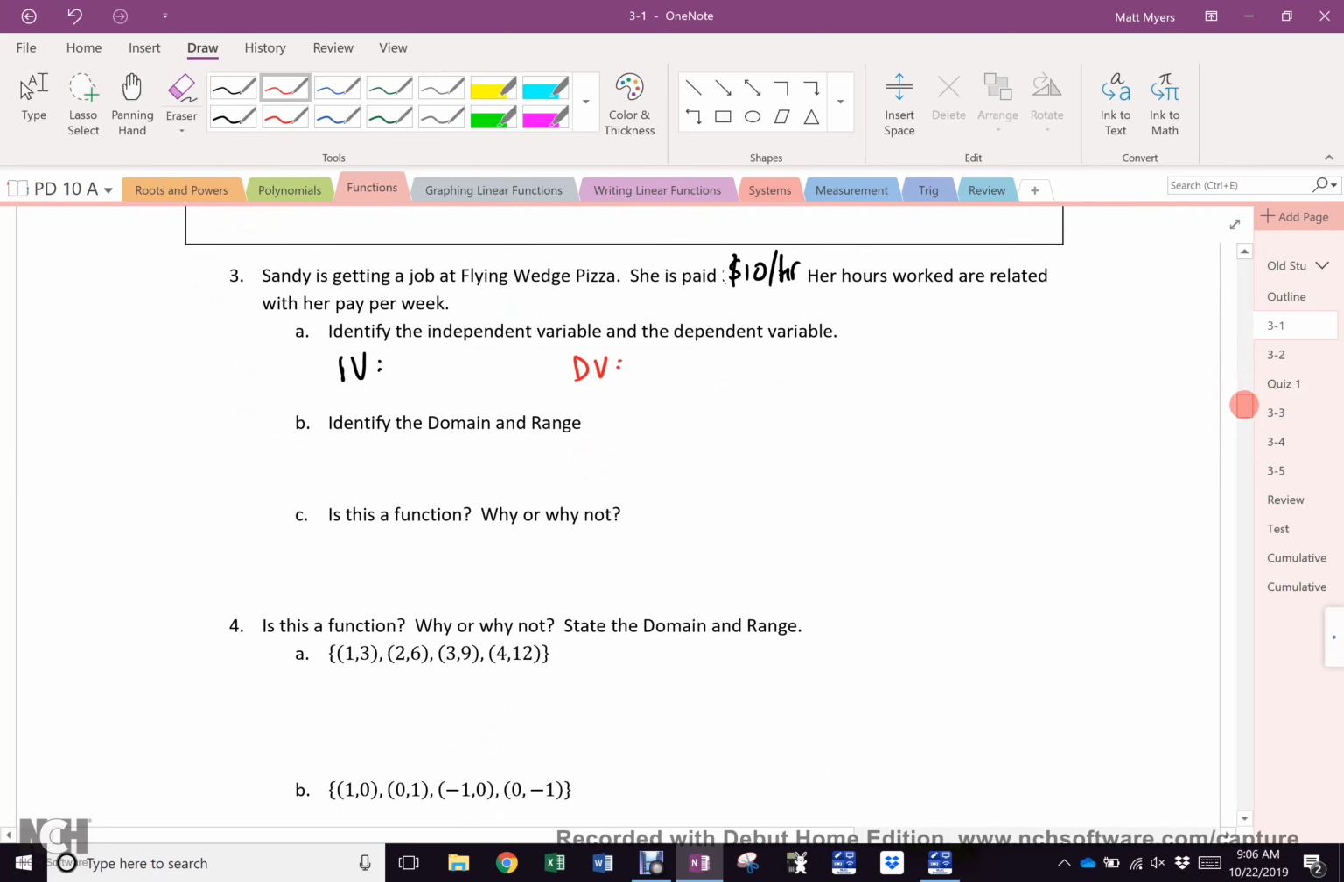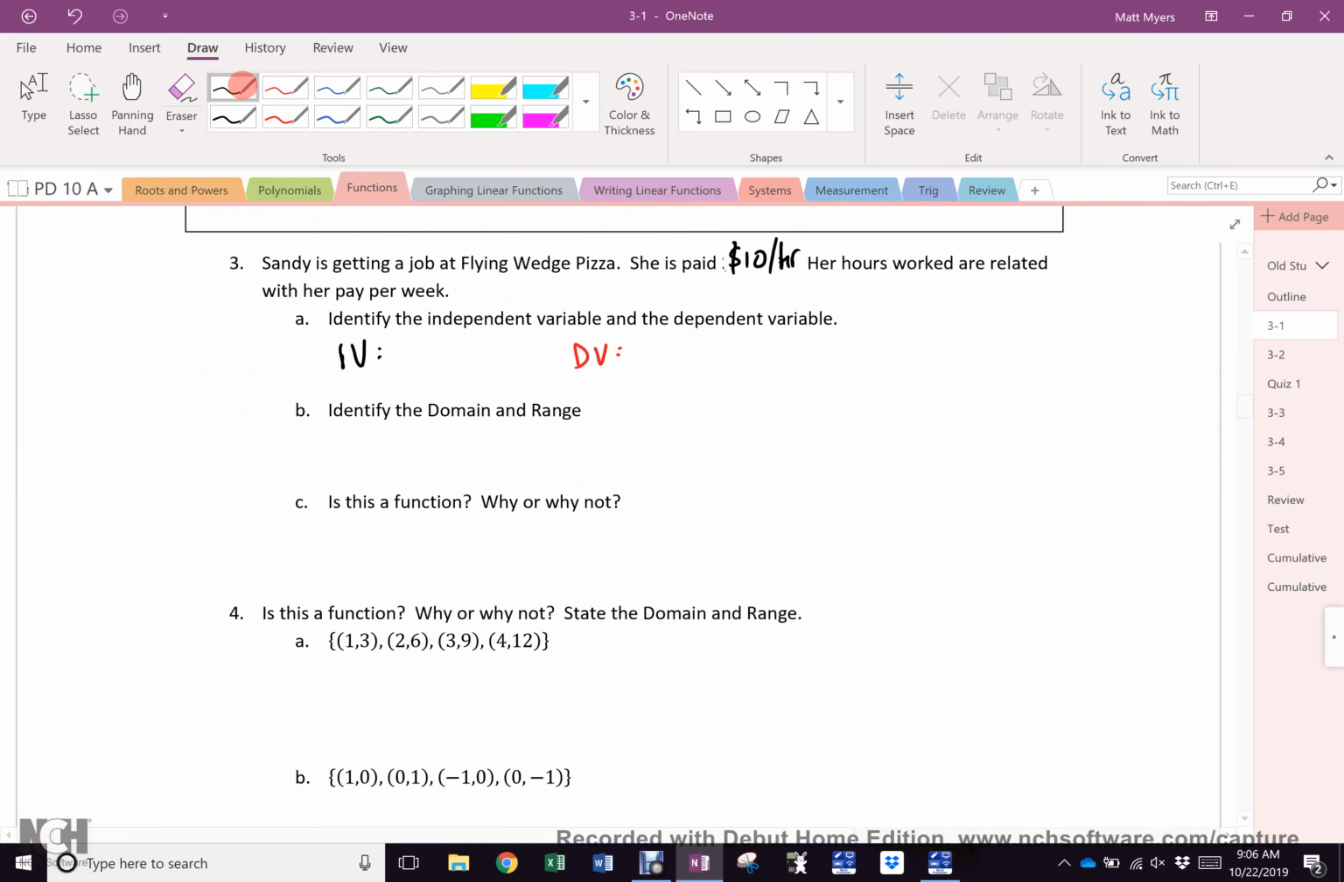All right. That was enough time to think for a bit. Which is independent? Who would like to volunteer? Mantaj? Her hours are independent, which makes her pay dependent. And that is absolutely correct. Because how much is on her paycheck depends upon the hours worked.